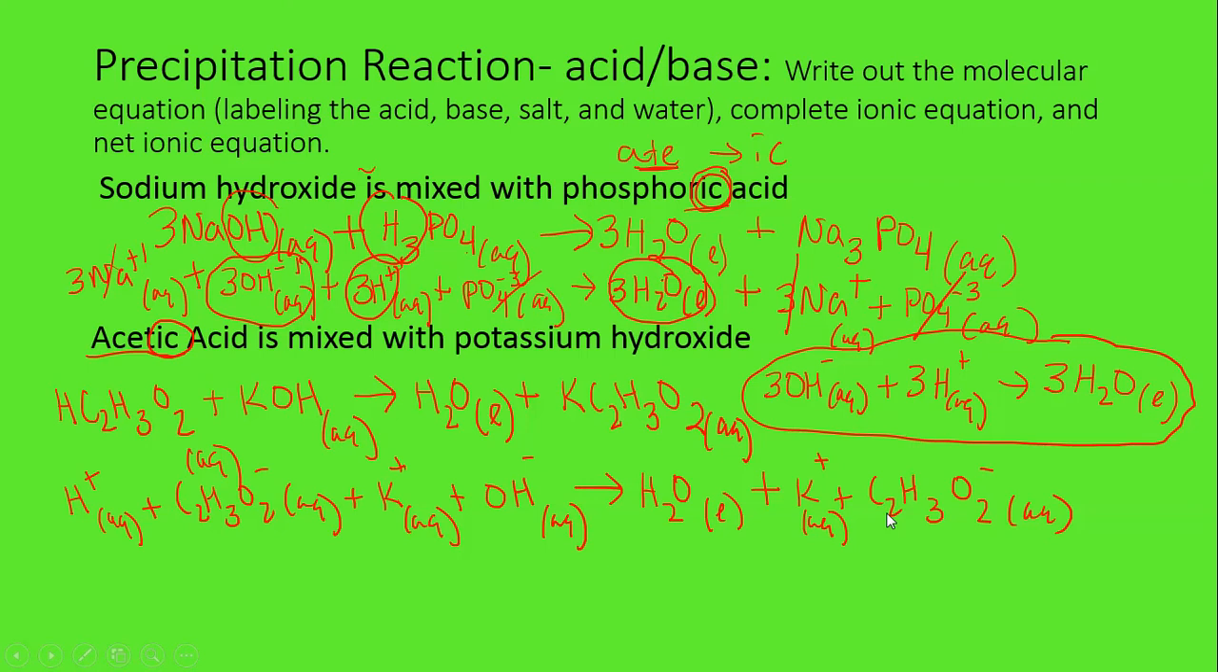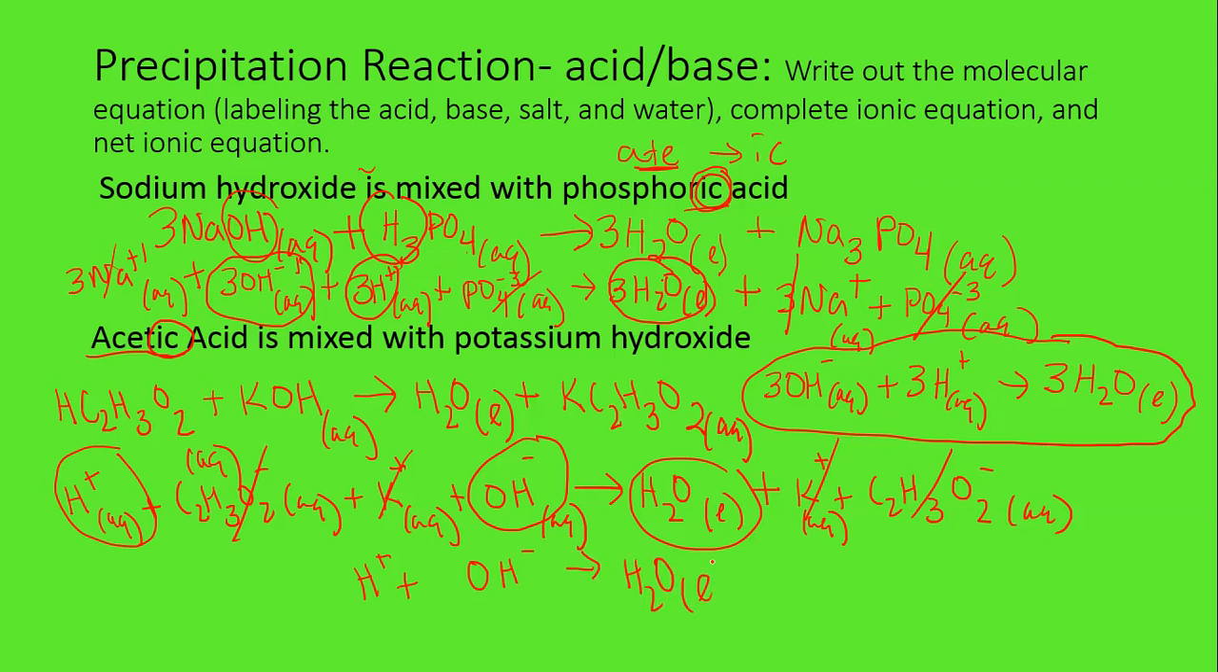Alright, let's look for our spectator ions. So we see potassium on both sides, we see acetate on both sides, which means all we have left over is our net ionic equation, which really is just the same thing we've already talked about, right? That hydrogen and hydroxide gives us water. And that's it.